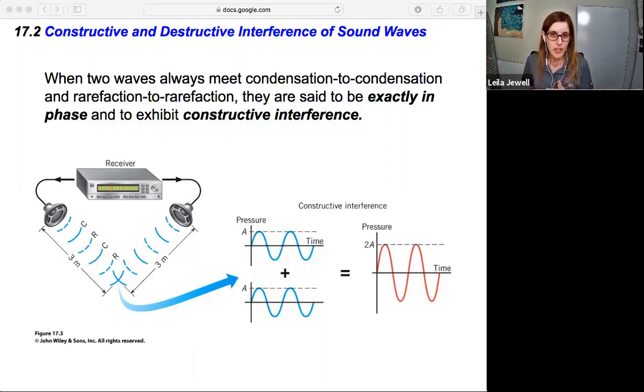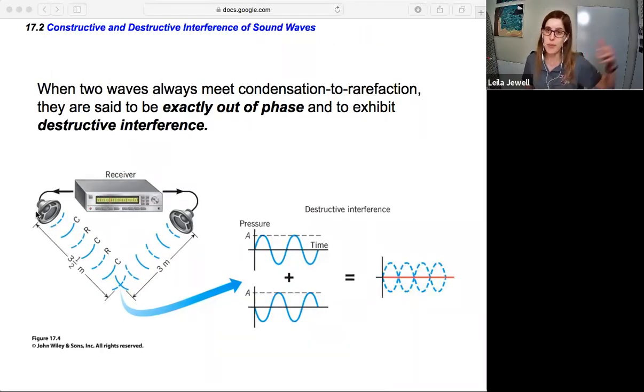What about if we offset one of them? So that's what's shown here. If I move one of the speakers back by half a meter, which ends up being half a wavelength for this picture, now notice what happens on the meeting point. We have a condensation still from the right speaker, but the left speaker is now at a rarefaction. And sure enough, when we get a rarefaction from the right speaker, we're going to now get a condensation from the other. This is known as being exactly out of phase. And the result is going to be what's known as destructive interference.